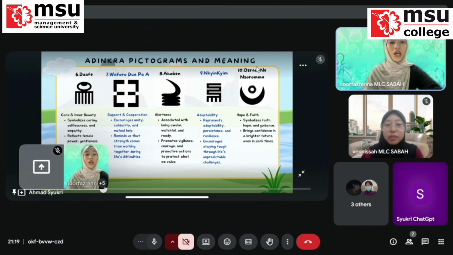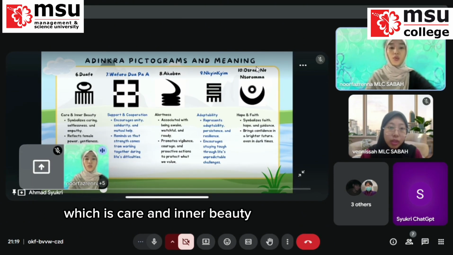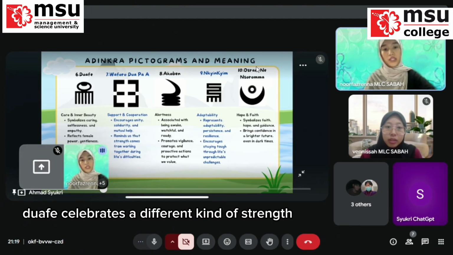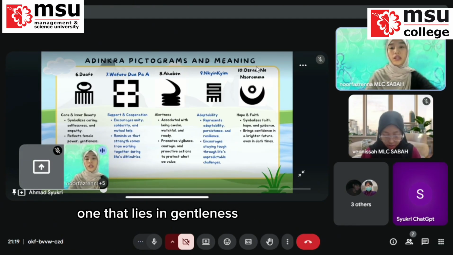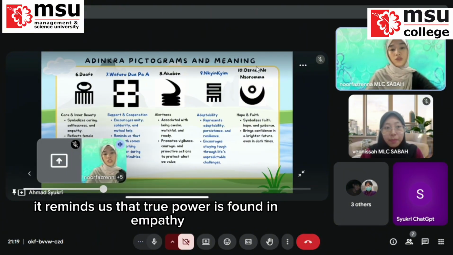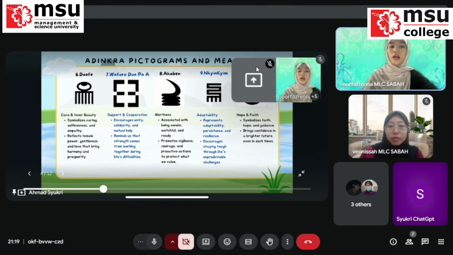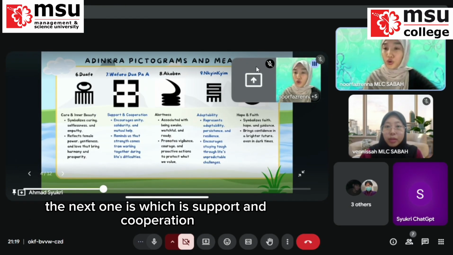Okay. The next one is Dwanimmen, which is care and inner beauty. Dwanimmen celebrates a different kind of strength, one that lies in gentleness. It reminds us that true power is found in empathy, in kindness, and in the quiet love that nurtures and unites. The next one is Woforo Dua Pa'a, which is support and cooperation.